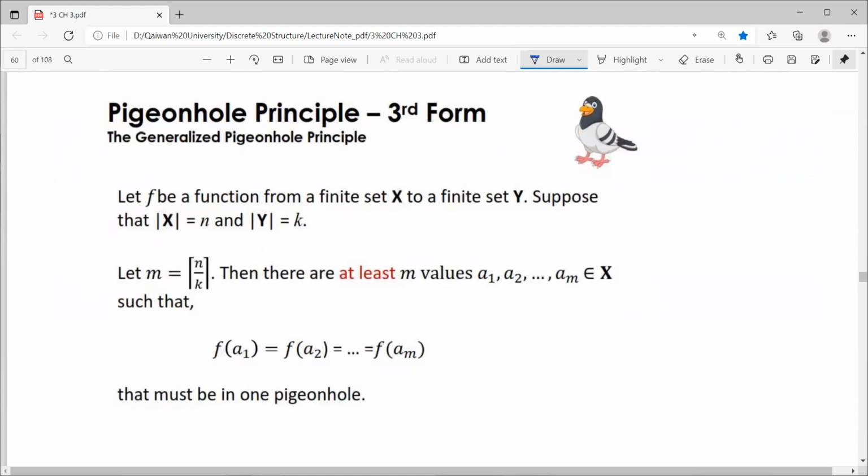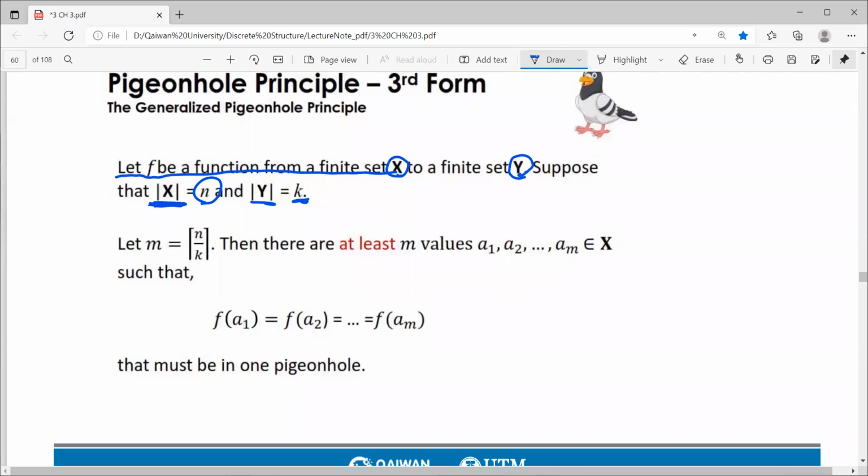Here we say, let f be a function from a finite set X to a finite set Y. We suppose that the cardinality of X is n and the cardinality of Y is k. That means we have n elements in X and k elements in Y. We let m be the ceiling of n over k. Have you ever seen this? Have you ever heard of ceiling and floor in computer programming? I'm going to tell you that.